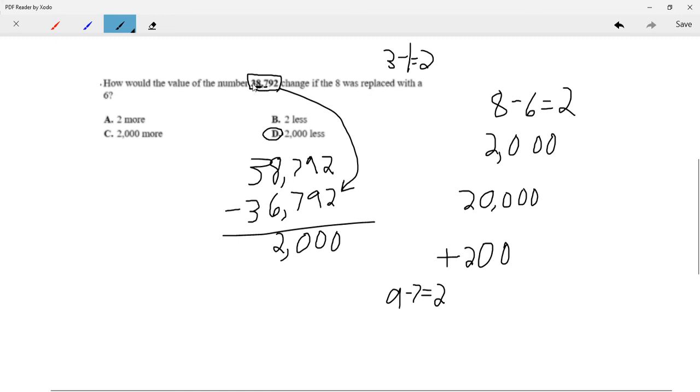So, yeah, any change in the digit in the 10,000s place is going to be at a level of 10,000. So 3 to 5 would be an increase of 20,000, right? 9 to 5 would be a decrease of 40 because 9 minus 5 is 4 and it's in the tens place, right? So that's how it works with the place value.